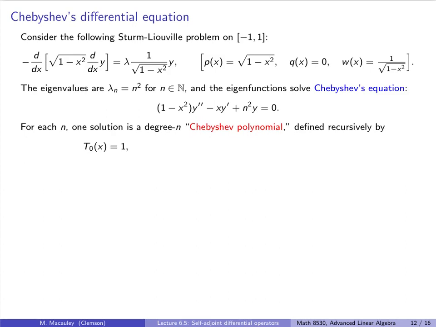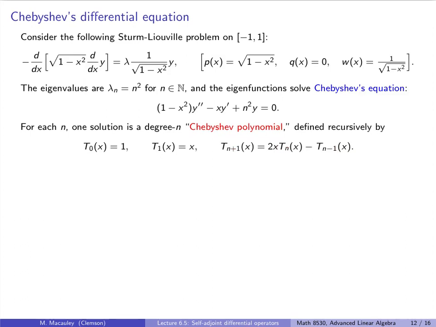You basically assume that there's a solution that is a power series, plug it back in and solve for the coefficients, and you'll get a recurrence relation. It turns out that one of those two solutions ends up being a polynomial. In other words, the coefficients are eventually 0. So for each n, you get a degree n solution. That's called a Chebyshev polynomial, and that is defined recursively as follows. So the 0th degree one is 1. The first degree one, t1 of x, is x.